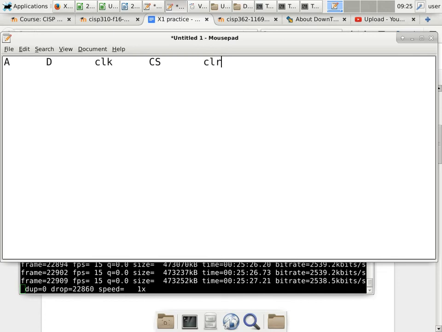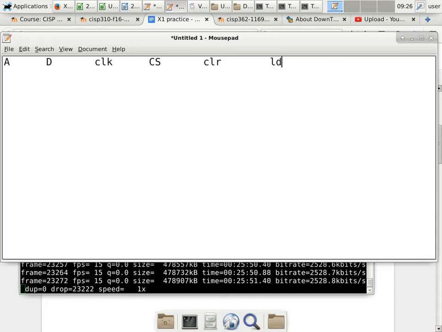Load. There's a clear. There's also a load. Okay, very good. So these are the ports of a RAM chip. A is the address bus. It specifies the location: which location in the memory chip do we want to do something about? The D is the data, which is bidirectional, which means it can specify content onto the data bus, but it can also receive information from the data bus.